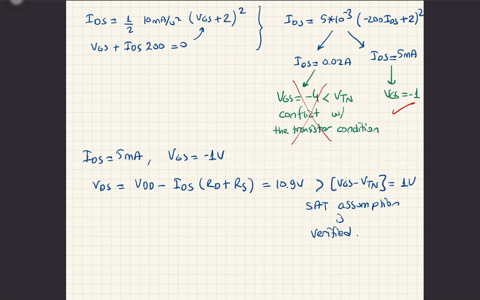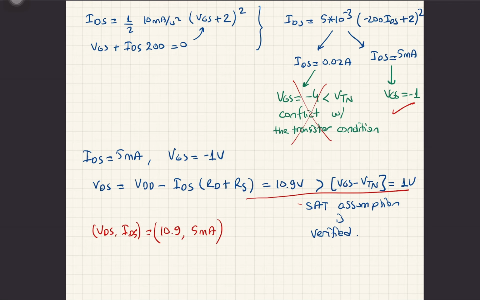In this lecture, we will do this a lot. We will assume something, and at the end, we have to prove that the assumption is correct. You cannot leave any assumption open at any time. If you assume something, at the end of the solution you have to show that your assumption is correct. So this tells me that my saturation assumption is verified and my quiescent point VDS, ID will be equal to 10.9 volts and 5 milliamps with saturation operation.